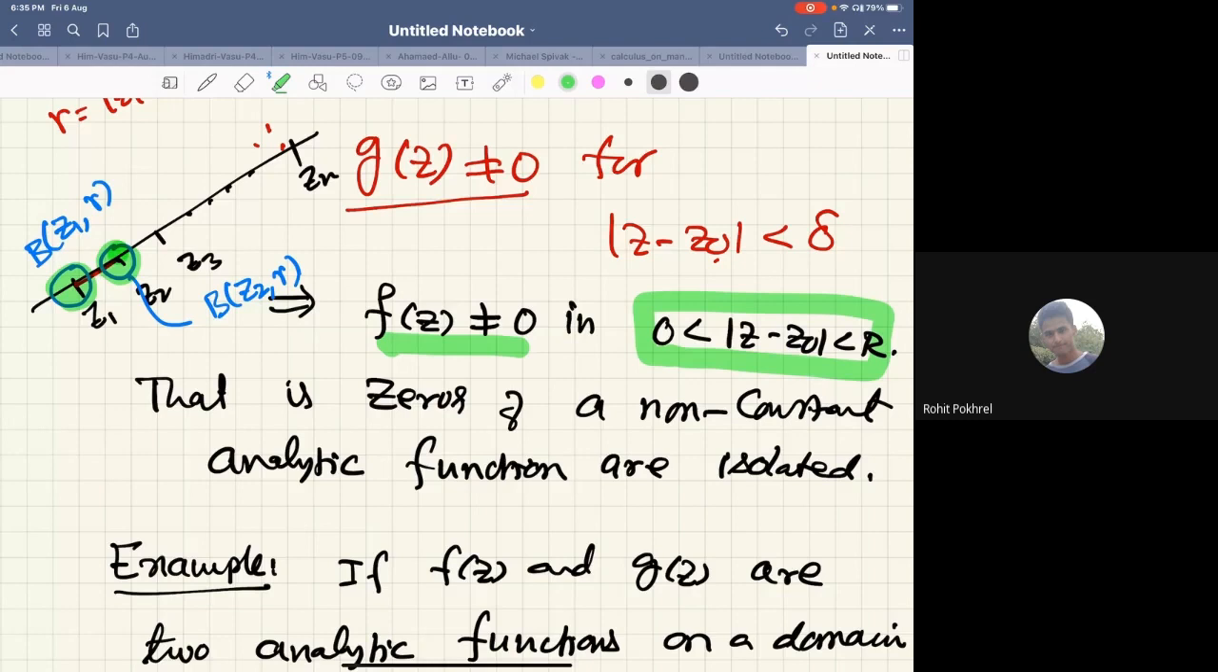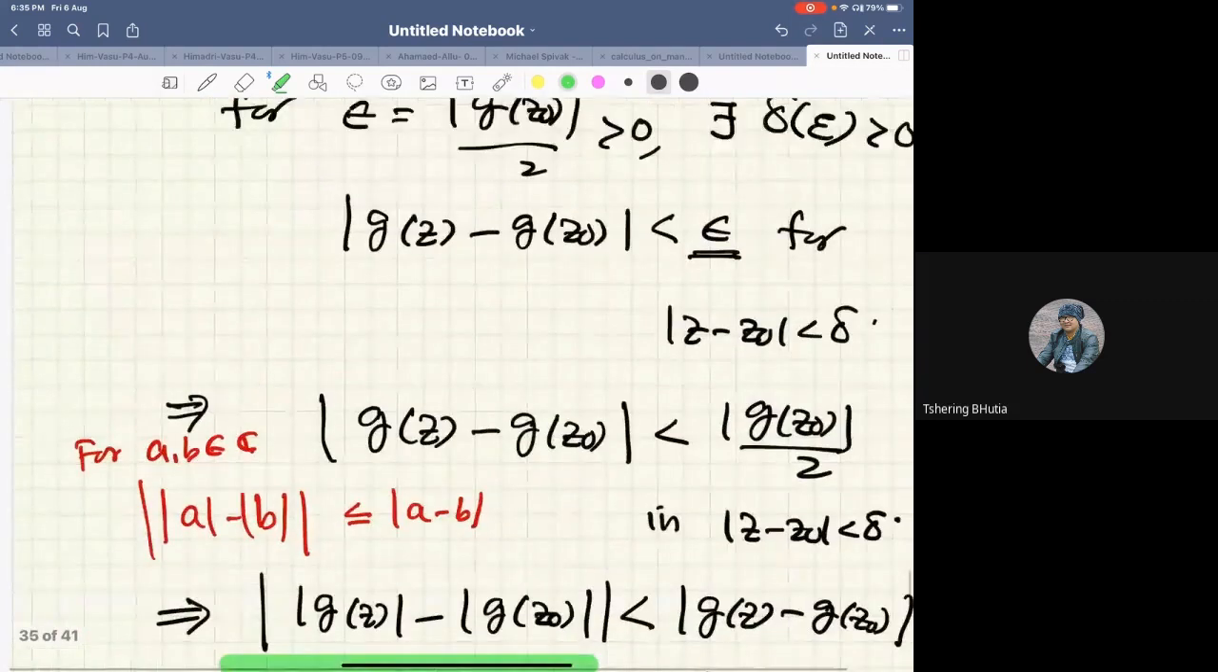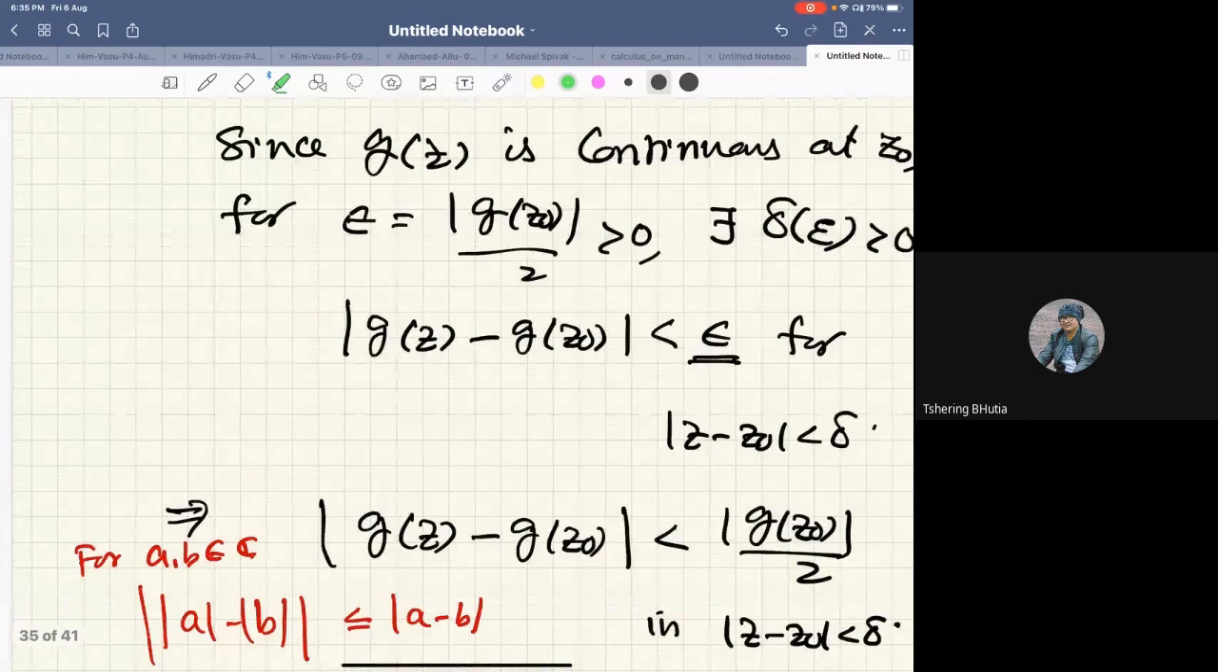Thank you, Rohit. Sir, in this one, you have considered epsilon equal to this, some modulus of g. Instead of that, can't we directly say that function g is analytic, so it is continuous, so we can have one delta which will do our purpose instead of doing all of this? No, you want to prove it. No, it's not like that.